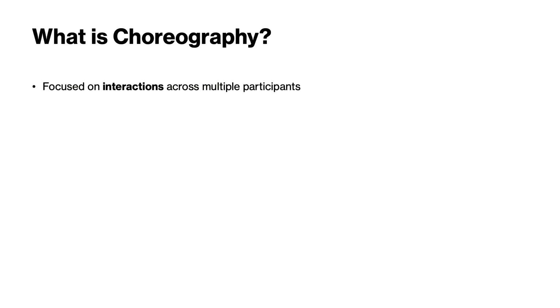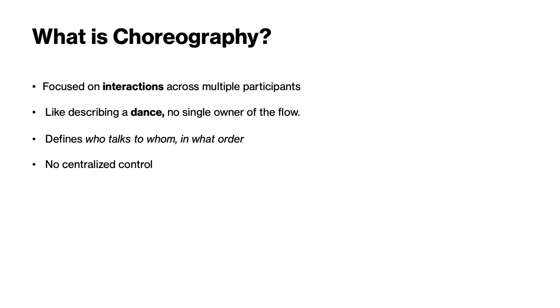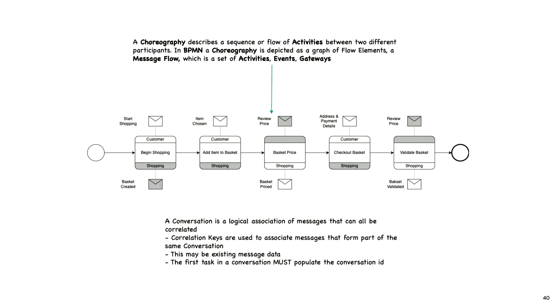But we can also think of it in terms of choreography. So we focus on the interactions rather than basically the workflow in the pool. We're describing the dance. We're talking about who talks to whom in what order. Remember, there's no centralized control and there's no centralized management of state. So a choreography diagram in BPMN tries to capture this idea of what a choreography is. So it's basically the steps in the dance that occur between these two orchestrations.